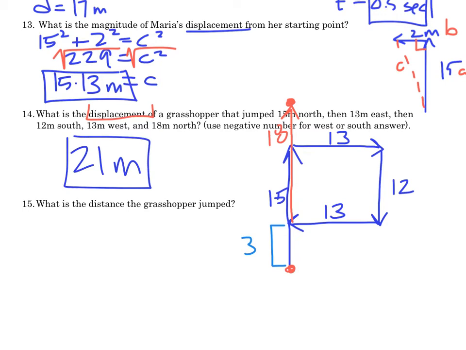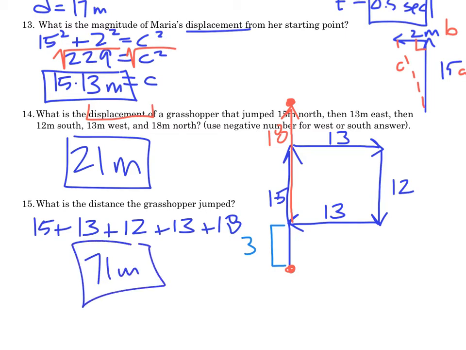Now, what is the distance that the grasshopper jumped? This is the easy one because all you have to do is add them up. It first went 15 meters, and then 13 meters, and then 12 meters, and then 13 again, and then 18, and 15 plus 13 plus 12 plus 13 plus 18 gives me 71 meters as the grasshopper's distance.